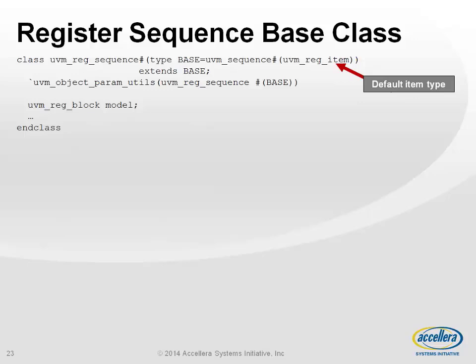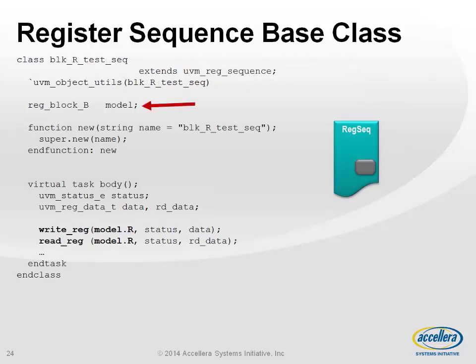And there's this thing called model in the register sequence that is the reg block. So we build into the base class this idea that there has to be a register model that we're going to deal with. And then we're going to extend that register sequence, and we set model to be of the correct type. In the base class, it is just of UVM reg block, but we're going to override it to be a reg block of the appropriate type that we want to deal with.